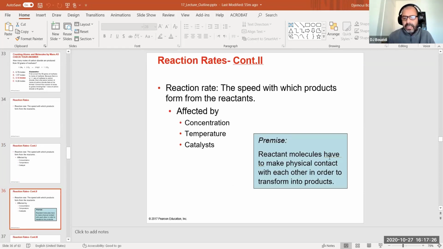Again, reactant molecules have to make physical contact with each other in order to transform into new products. Ultimately, to go back to the previous examples, the methane has to actually be in contact with the oxygen in order for the rearrangement of the individual molecules to happen, so that you end up with CO2 on one side and water on the other side.